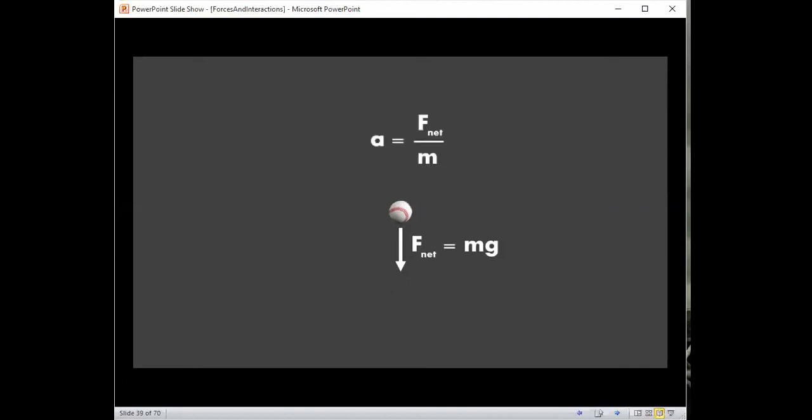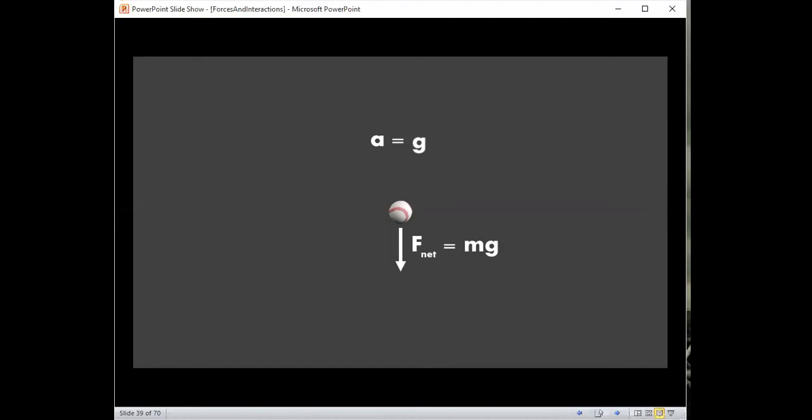So now using Newton's equation, a is equal to the net force divided by the mass. We know the net force is mg, and there's an m on the top and bottom, so those cancel out, and we're simply left with g. So we know that the ball will accelerate towards the ground at 9.8 meters per second squared.